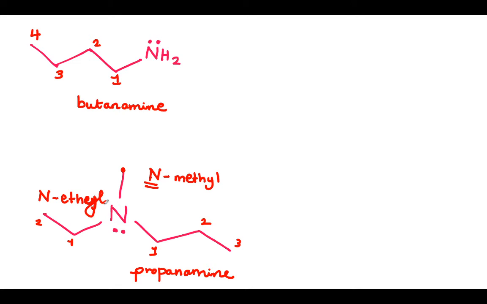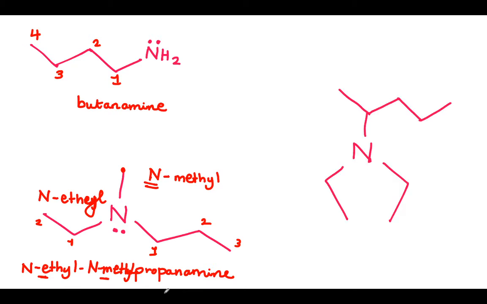Ethyl. So when I put this name together, it's going to be N-ethyl, N-methyl, propanamine. And this order is just alphabetical order. So E comes first, then M, and then you have your parent name. Okay, and here we've got another example.